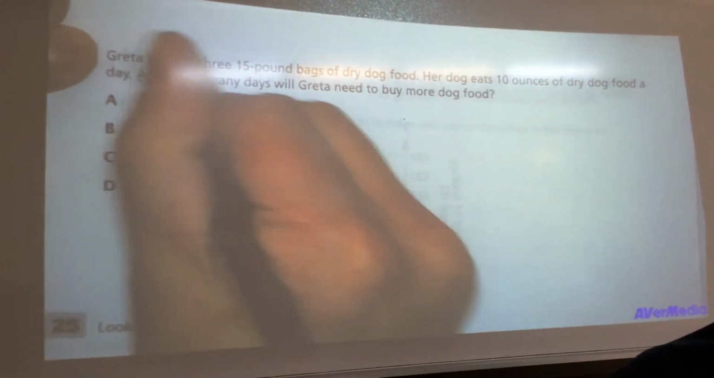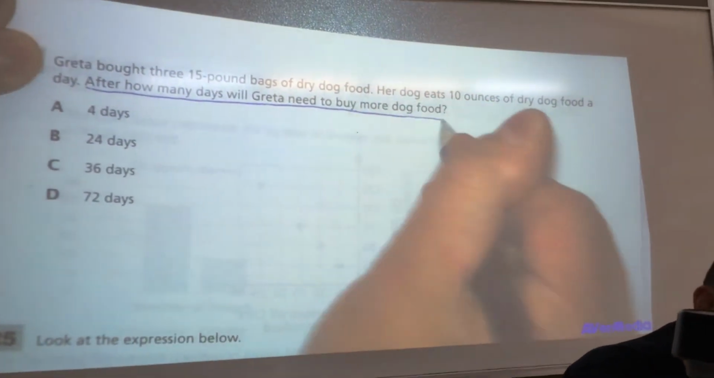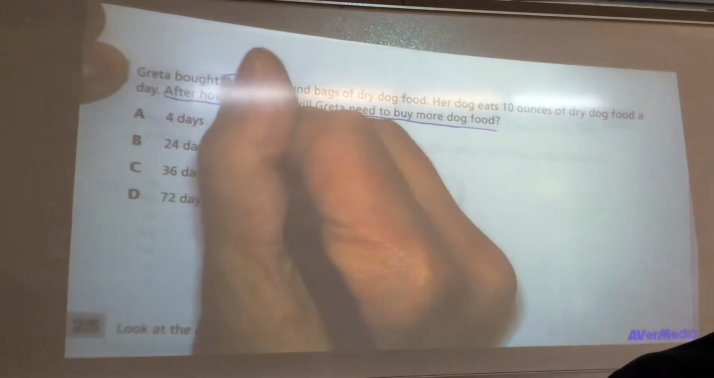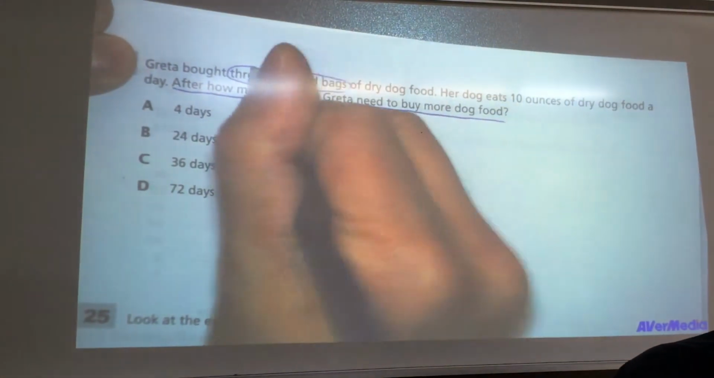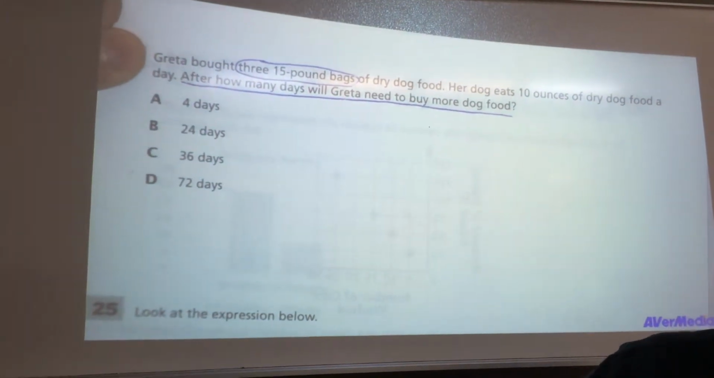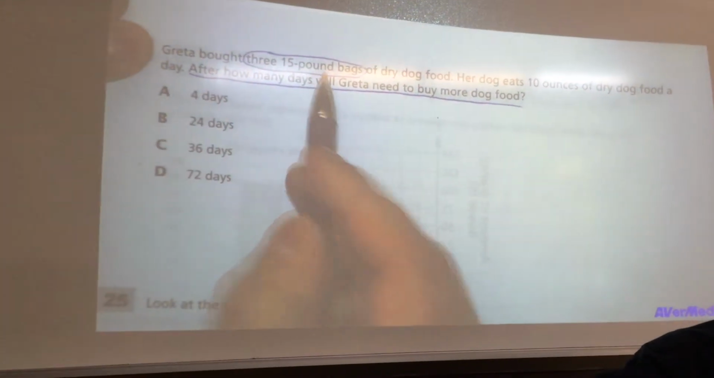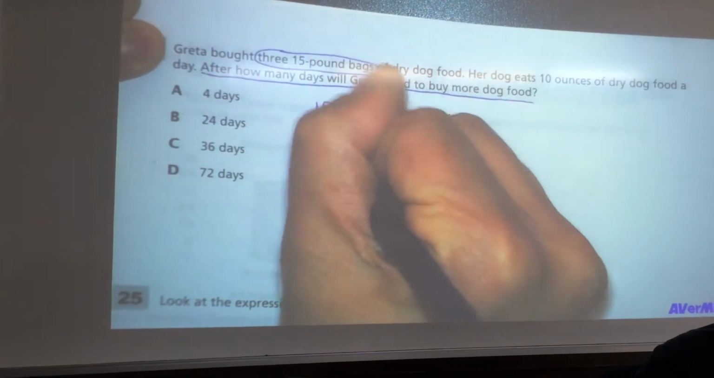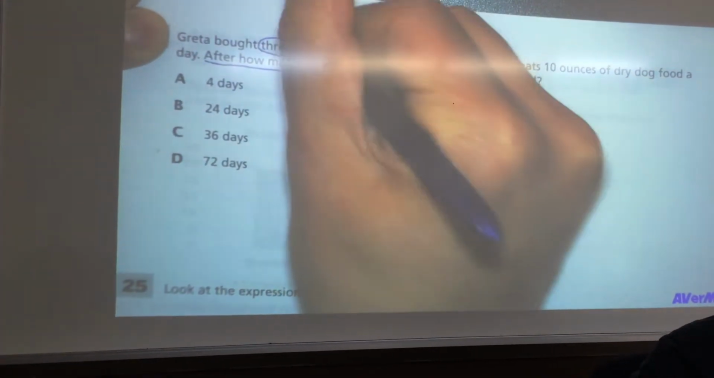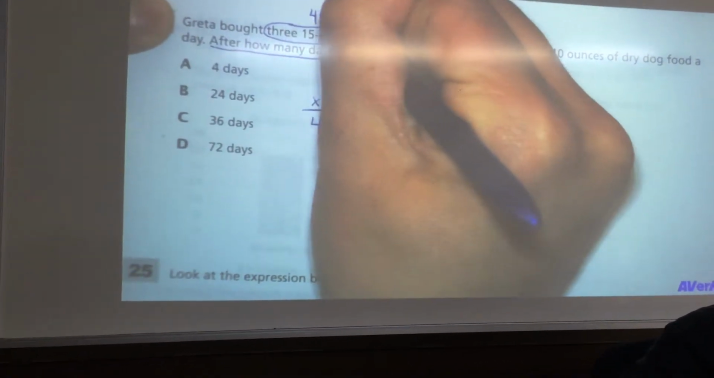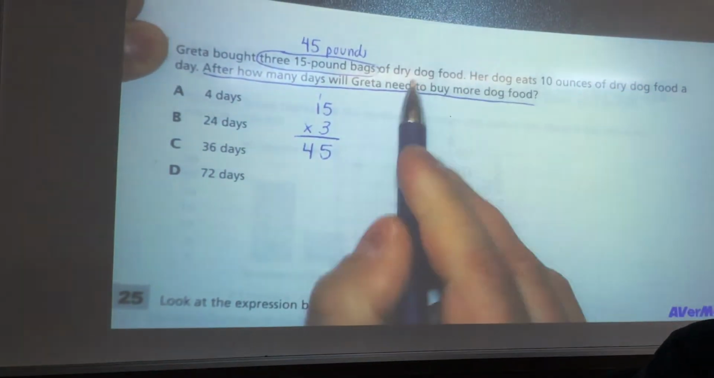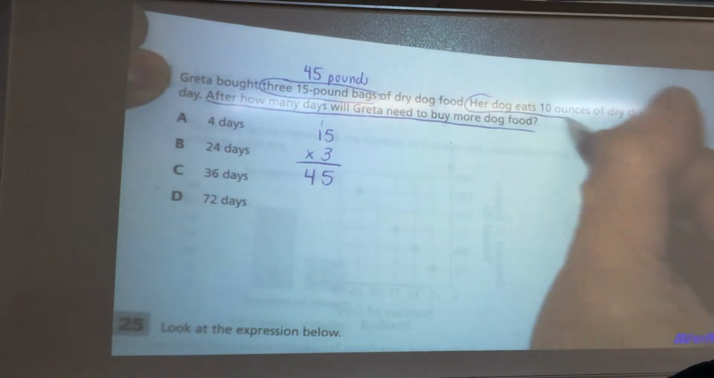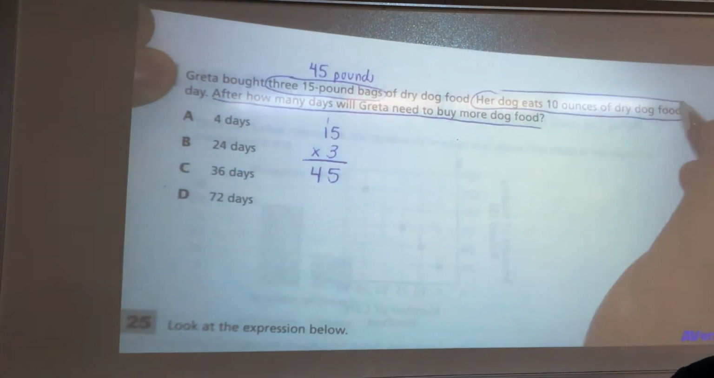Okay, this is a multi-step, tricky problem. First of all, she bought 3 15-pound bags. So automatically, 3 15-pound bags, let's just get this straight. That's 45 pounds of dry dog food. But then her dog eats 10 ounces a day.